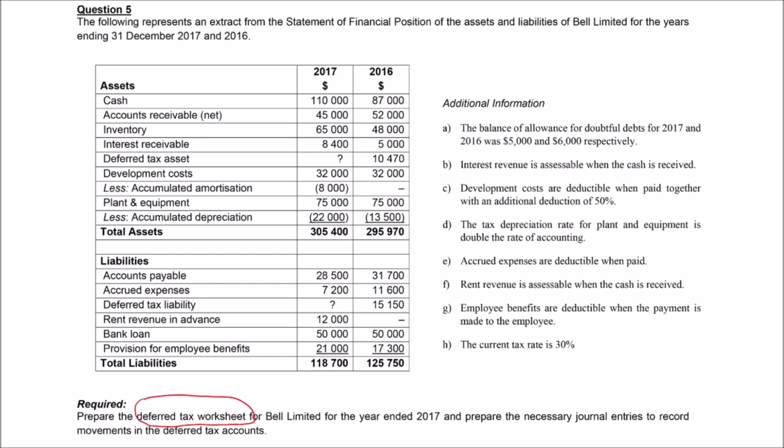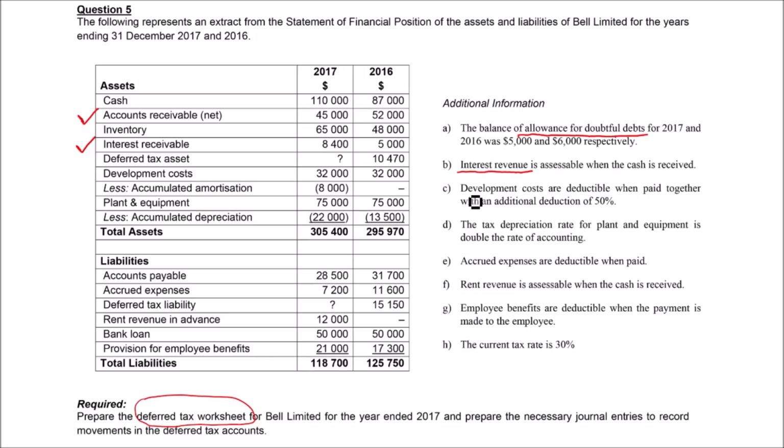If we take a look at the additional information, the first one says the balance of allowance for doubtful debt. Allowance for doubtful debt is an account in relation to account receivable. So the first account that we need on the deferred tax worksheet would be account receivable, because we have different rules on bad debts in terms of tax and accounting. The second one is interest revenue. It says that interest revenue is assessable when the cash is received. So this is a classic cash versus accrual difference between accounting and tax. As a result, we know that another asset that we need to include is interest receivable.